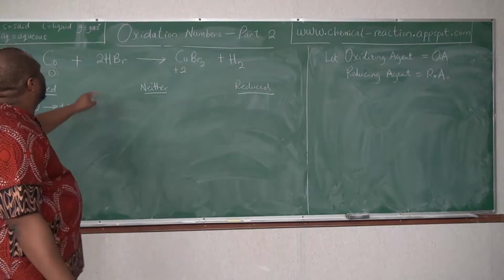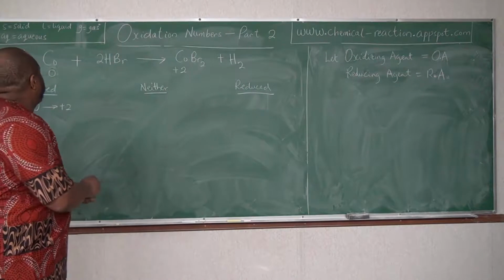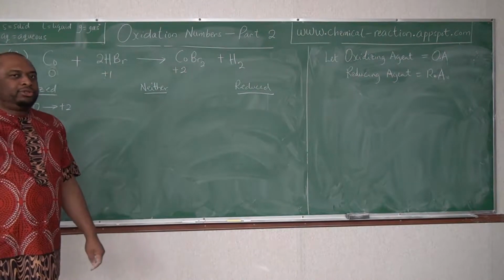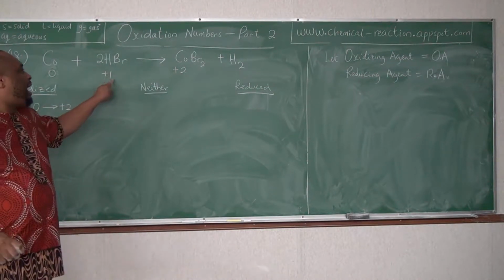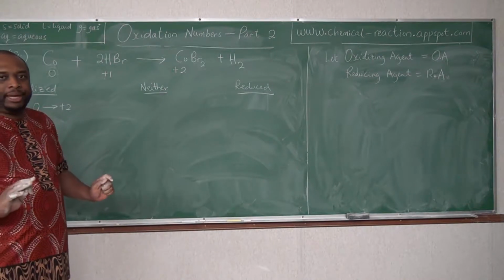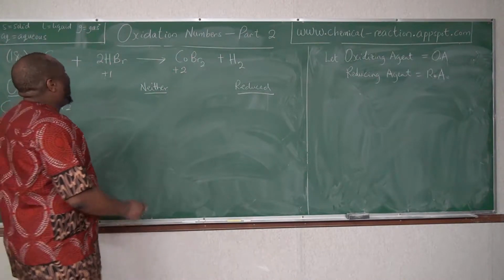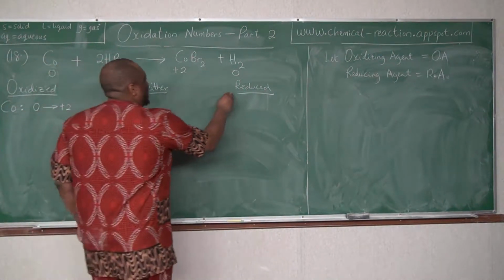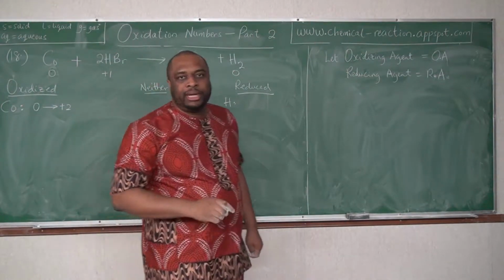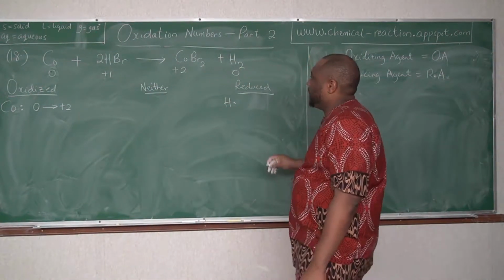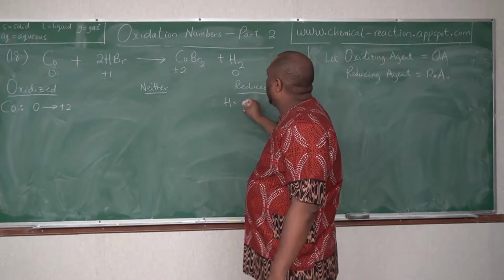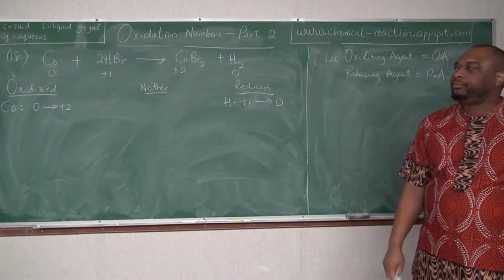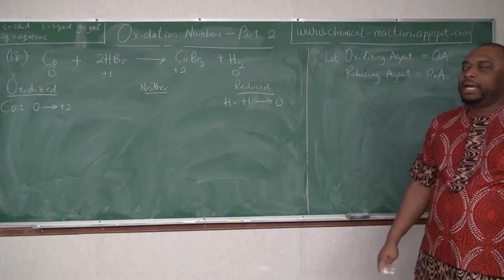Now, reduced: hydrogen bromide. Hydrogen here is +1. Don't worry about the 2 moles. We are not concerned about the 2 moles; we are concerned about the formula of the substance. Hydrogen is +1 here, and hydrogen is 0 here. So hydrogen is the substance that was reduced, because it goes from +1 to 0. You see that?